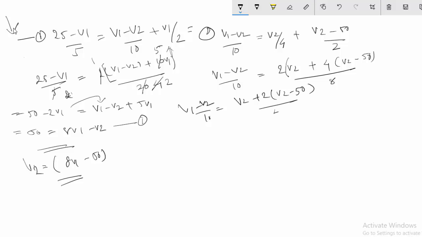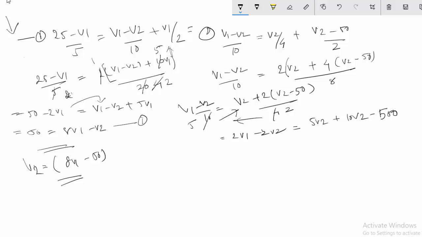So if you are simplifying that, this will cancel as 5 twos are and 2 twos are, so it will be 2v1 minus 2v2 if you are multiplying it this way and this way, equal to 5v2 plus 10v2 minus 100, or minus 500.